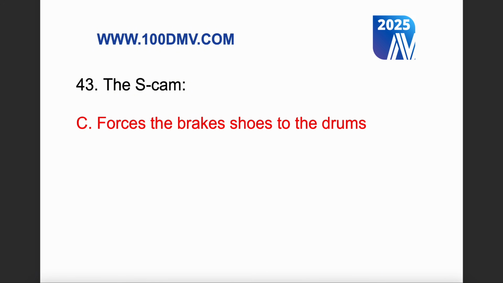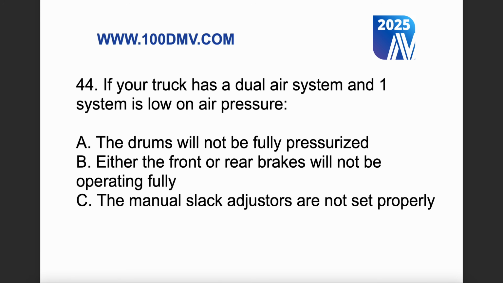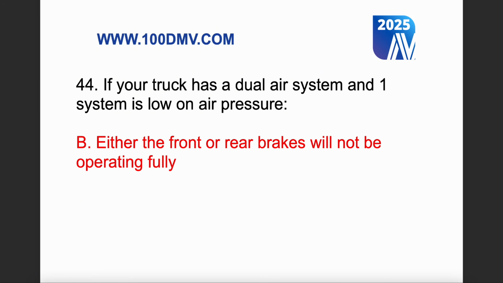44. If your truck has a dual air system and one system is low on air pressure: A. The drums will not be fully pressurized. B. Either the front or rear brakes will not be operating fully. C. The manual slack adjusters are not set properly. Correct answer B. Either the front or rear brakes will not be operating fully.